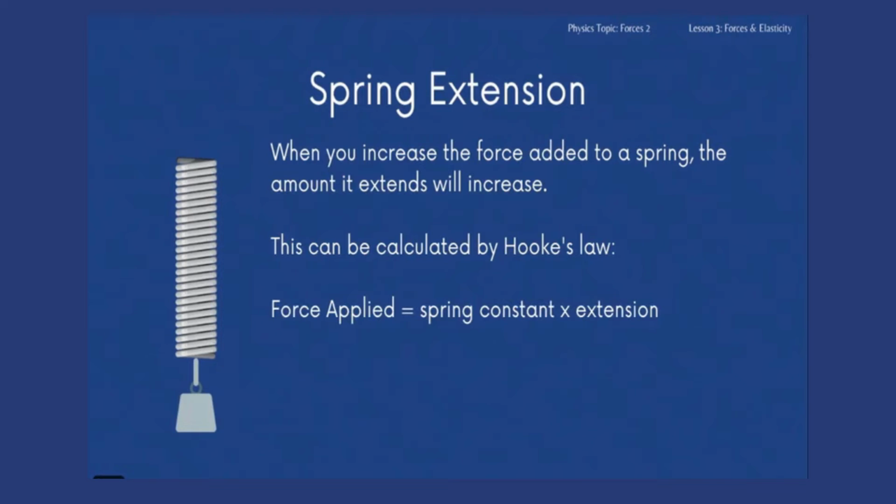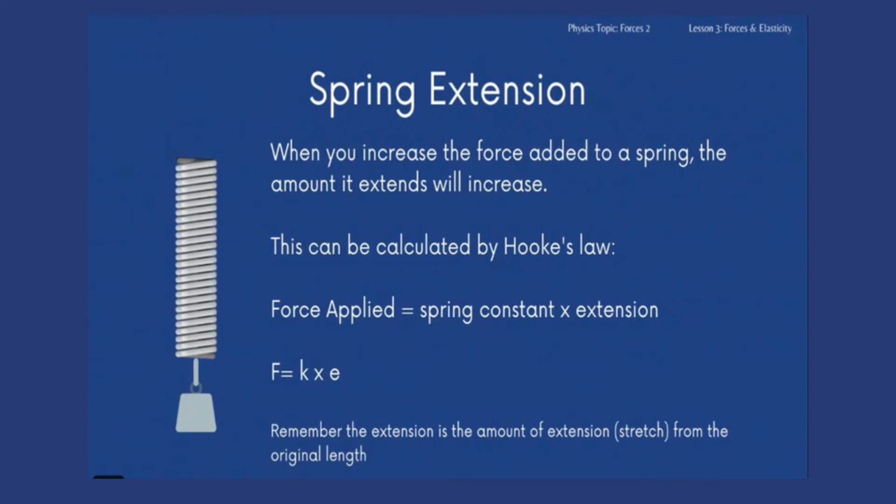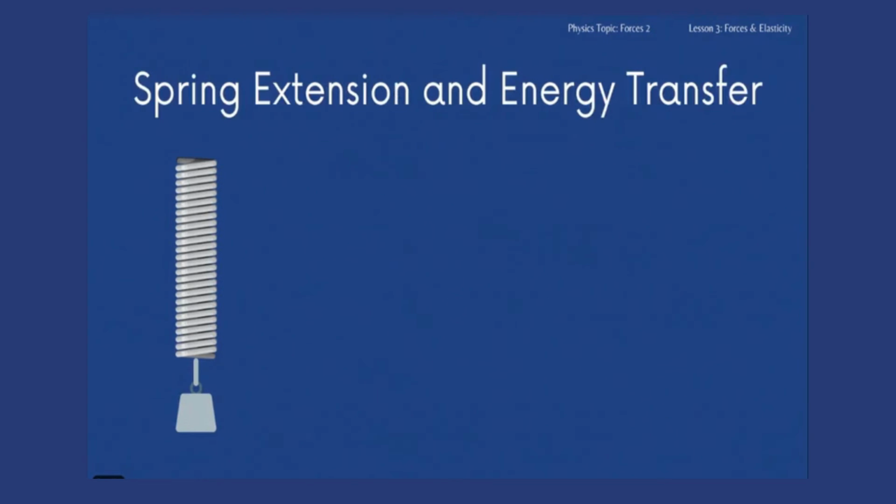So the force applied is equal to the spring constant multiplied by the extension of the spring. That's how much the spring extends. The symbols used for this are F equals k times e. I've given you a little reminder at the bottom there. The extension is the amount of stretch that the spring has from its original length. It's important that you start with the original length and then measure the stretch.